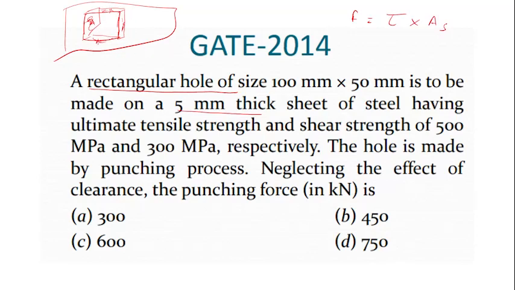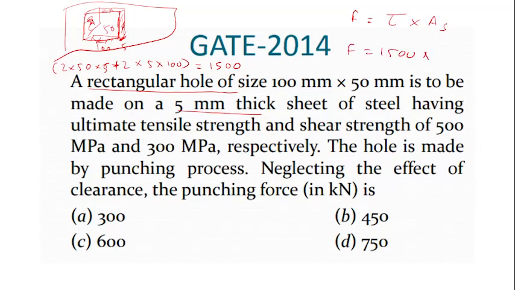So how much would it be? This is 100, this is thickness 5, and then this is 50. So it will be 2 into 50 into 5, this area 2 times, plus this area 2 times, right? Plus 2 into 5 into 100. So this will be your shearing area. This will come as 1500.